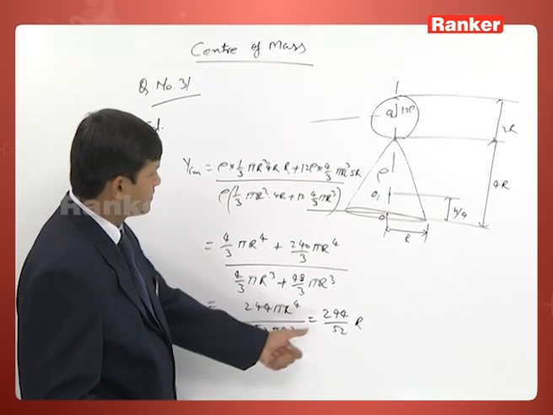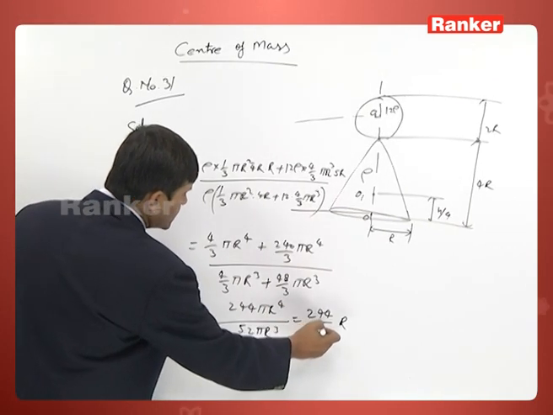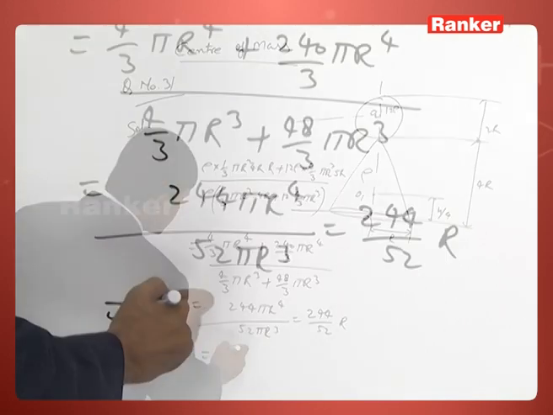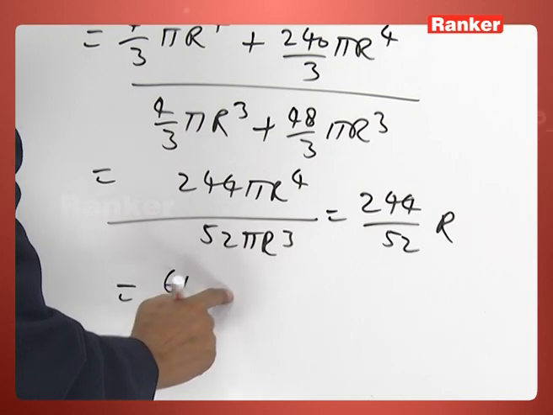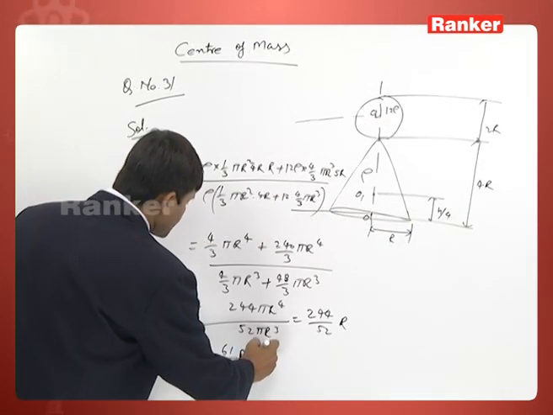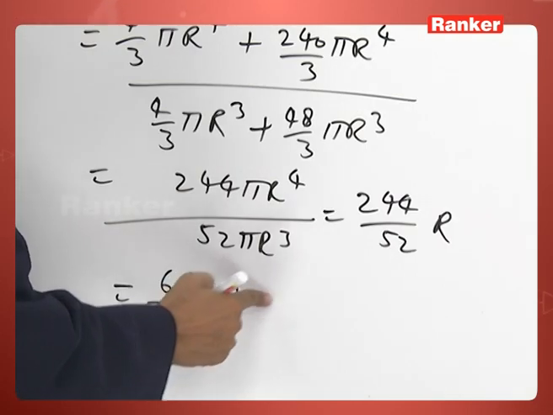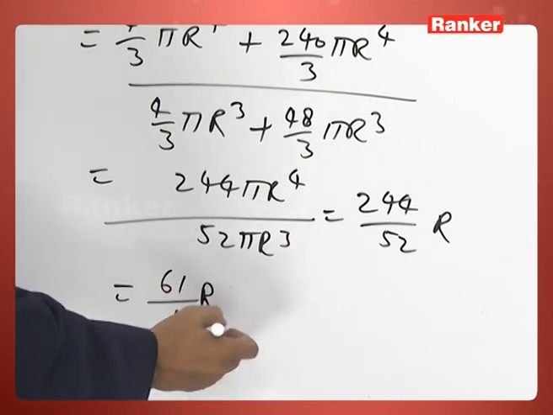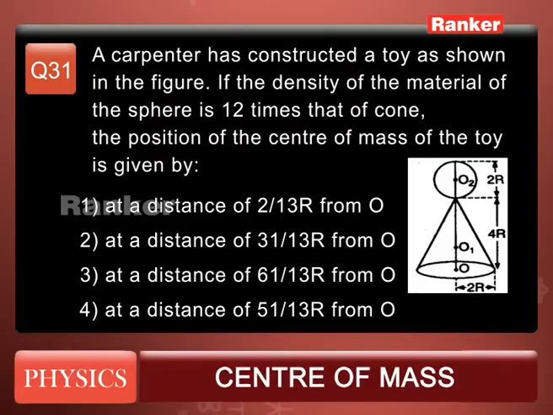Now simplify this. We can divide by 4, which gives 61 by 13 into r, and this is approximately, or directly we can say 61 r by 13. So our correct option, the third option, is the correct option.